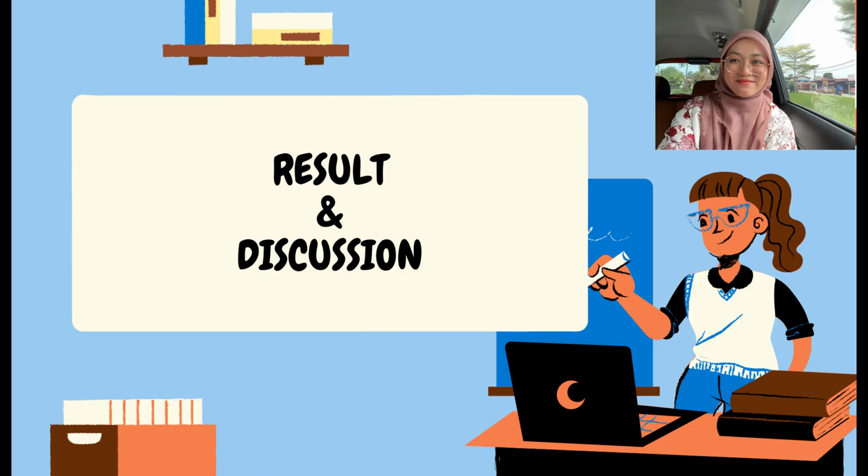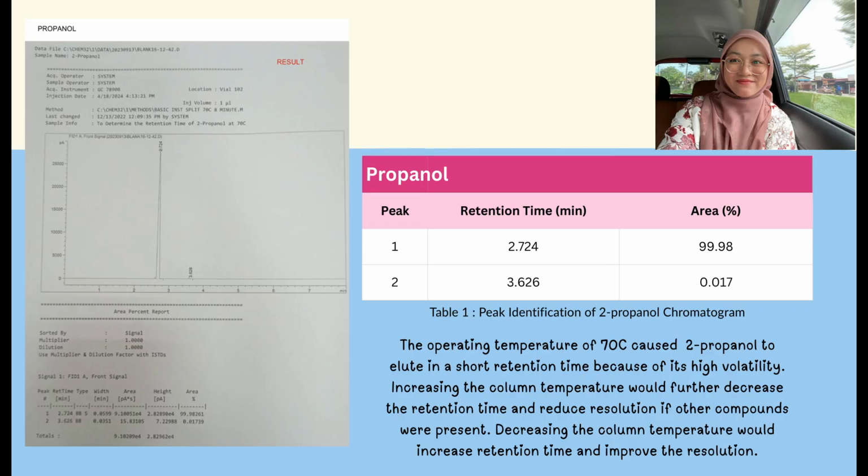Let's go into results and discussion. This slide shows the chromatogram for 2-propanol analyzed at 70 Celsius. From this chromatogram, we can see that 2 peaks were observed. The main peak appears at a retention time of 2.724 minutes with an area of 99.98%, which represents 2-propanol. This shows that the sample is almost pure.